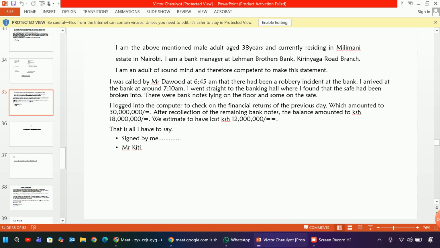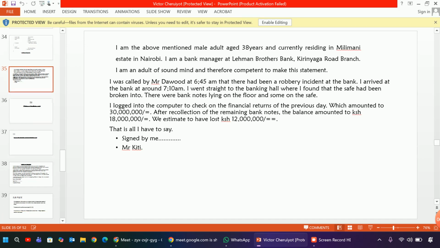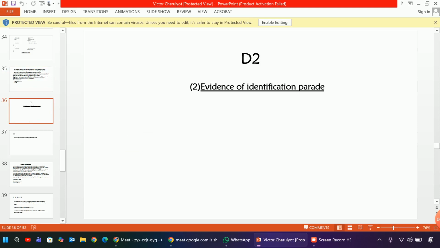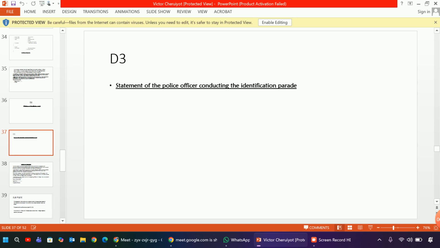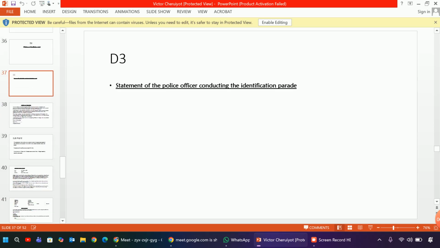Move to slide number 16. Next slide. The evidence of identification parade. So if there's any identification parade being conducted, it's going to be described in that next part. Next, the statement of the police officer conducting the ID parade is going to be there.